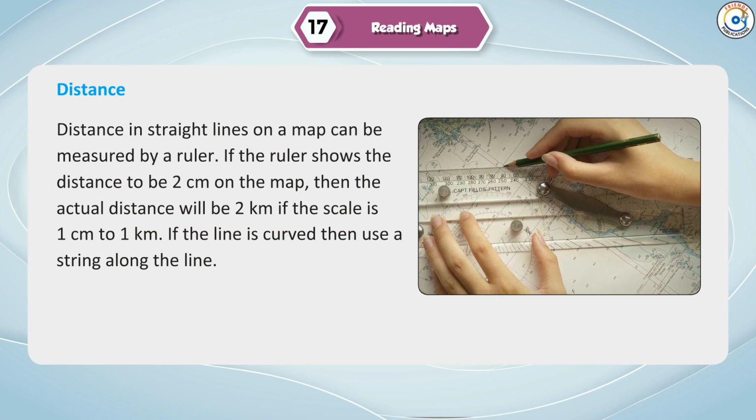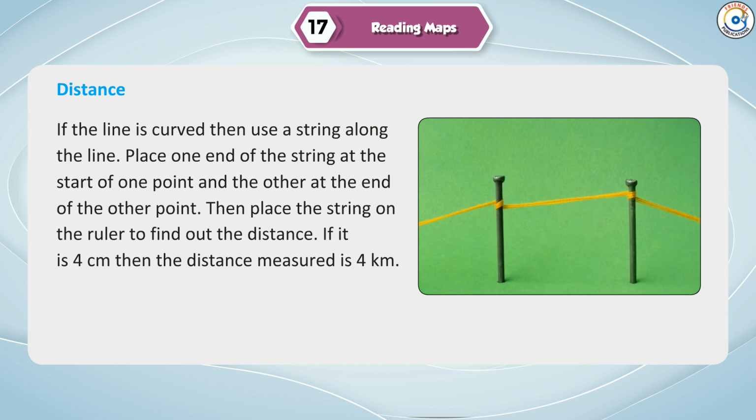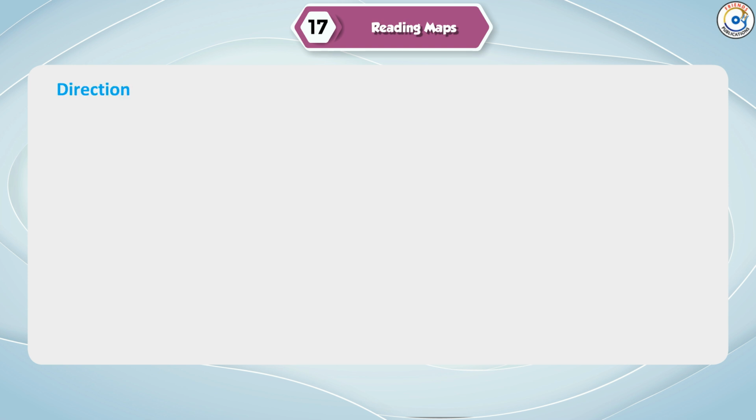If the line is curved, then use a string along the line. Place one end of the string at the start of one point and the other at the end of the other point. Then place the string on the ruler to find out the distance. If it is 4 cm, then the distance measured is 4 km.